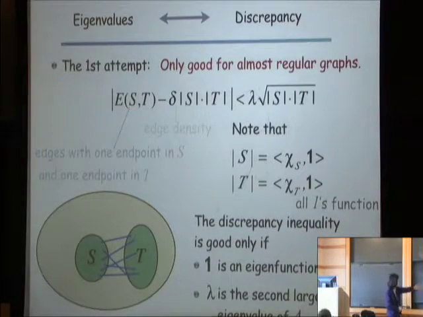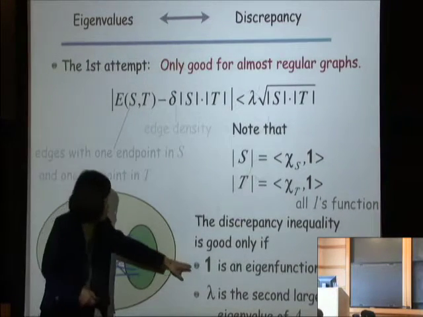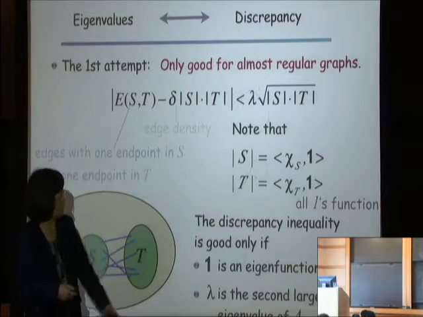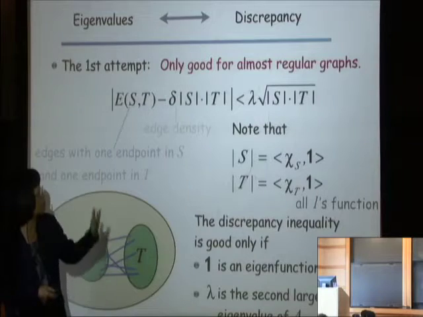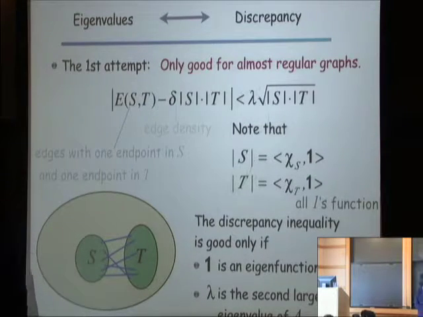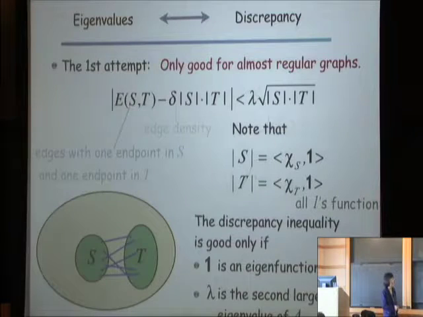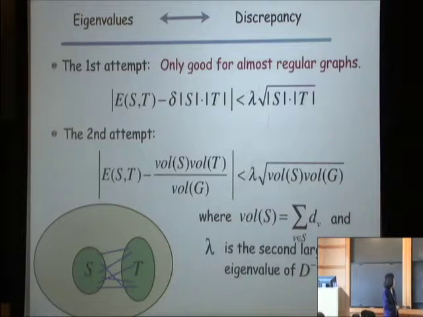But as you can see, this will only be very good if the eigenfunction is close to this all-ones function, so only good for almost regular graphs. And then it works pretty well. But if the graph is not almost regular, we have this generalized version.